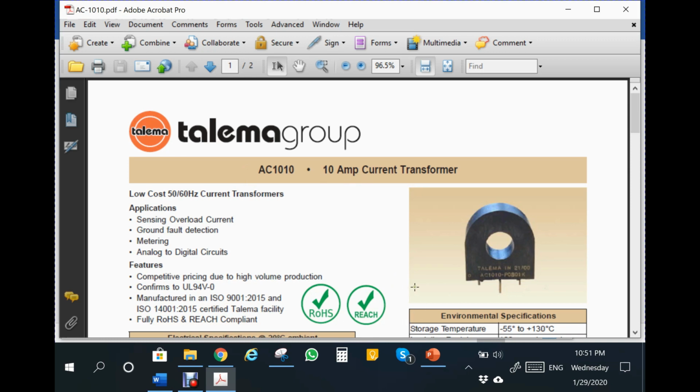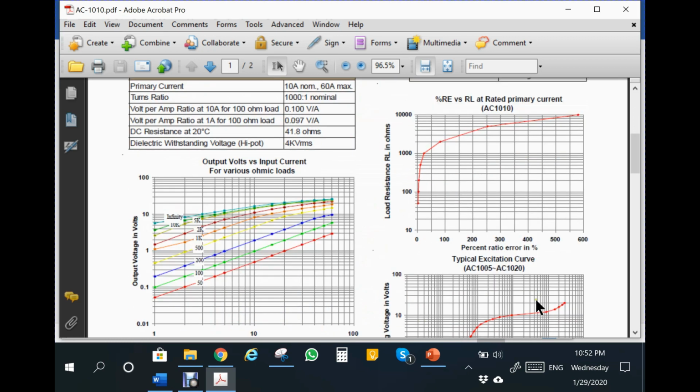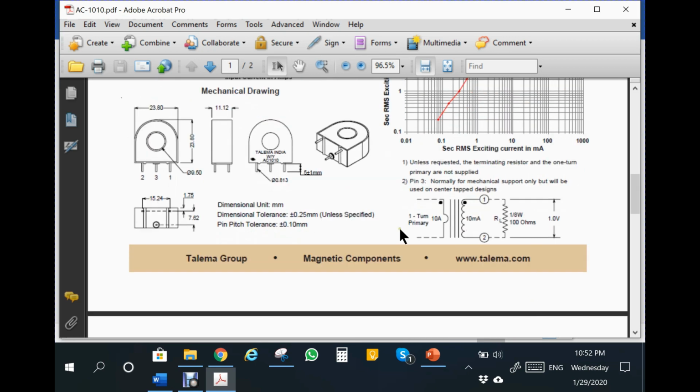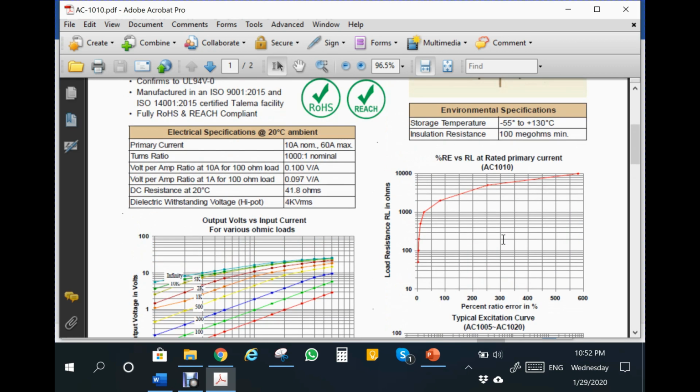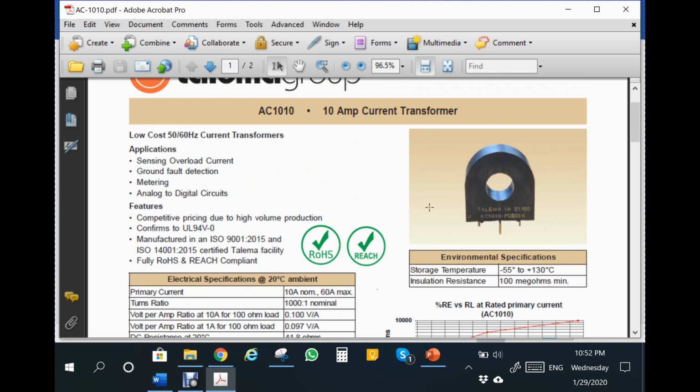The wire, the current of which is going to be measured, is going through this hole here, and here are the outputs. This will be the configuration. Here's the input, here's the output, and you load it with a resistor. In this case, they are showing 100 ohms. Now, this again is an AC transformer, 50, 60 hertz.